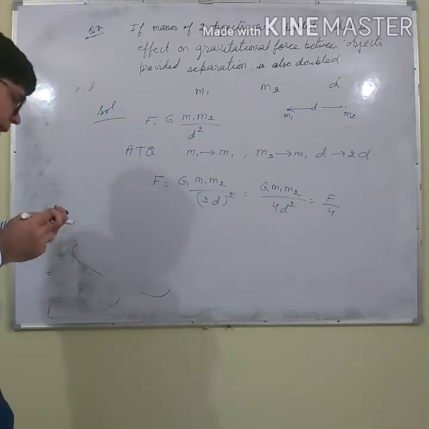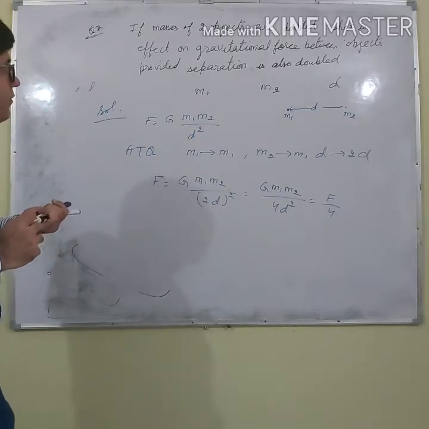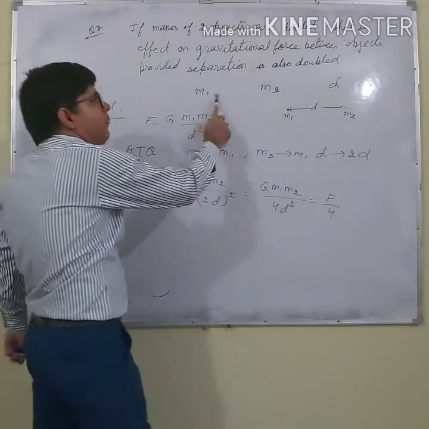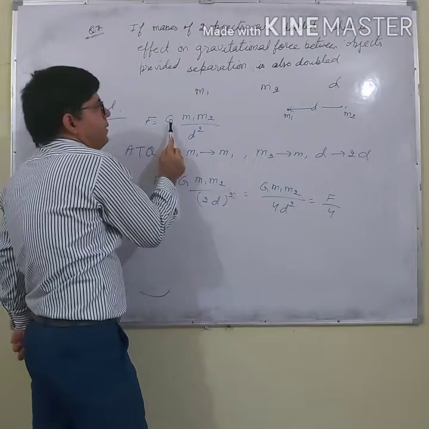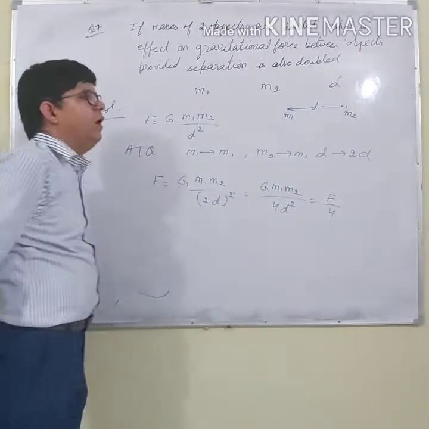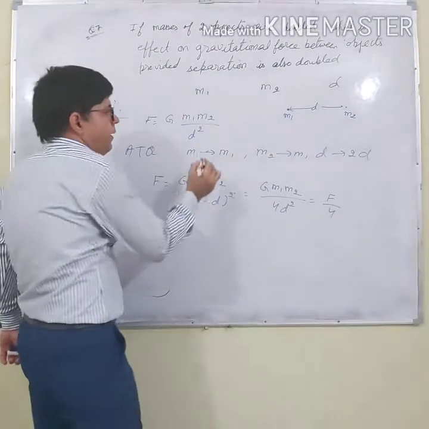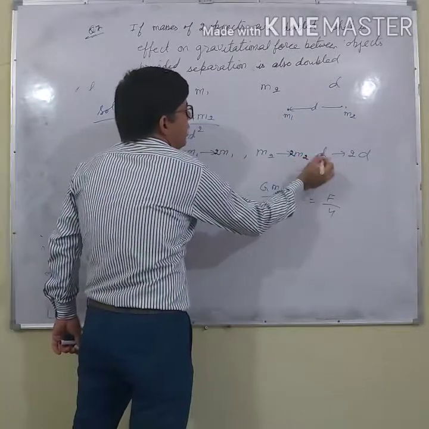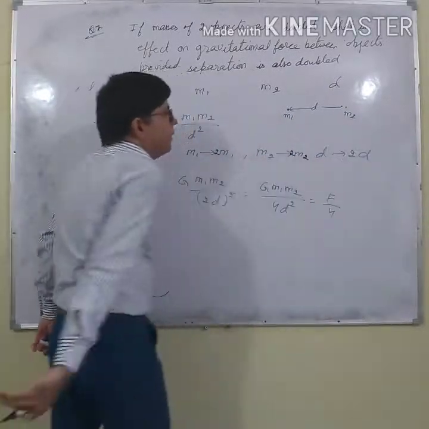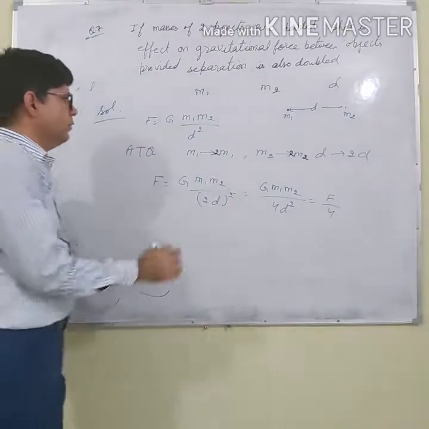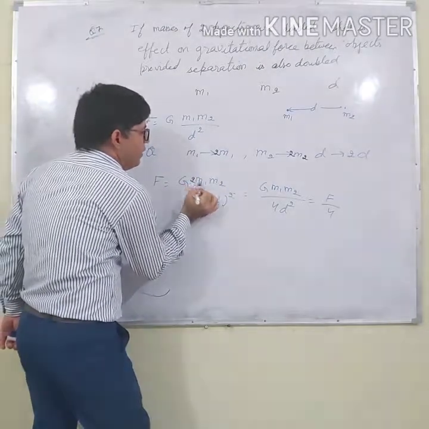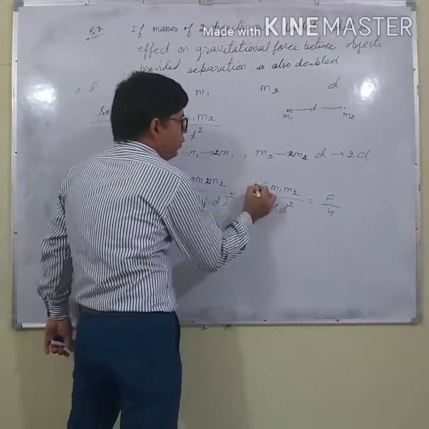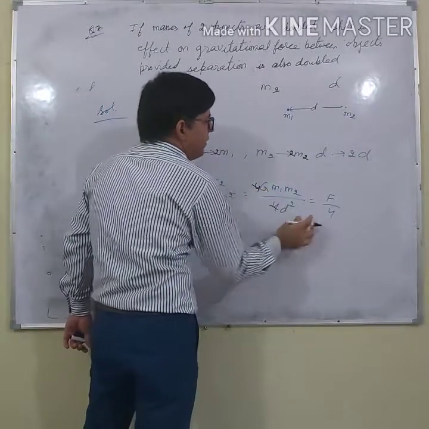F equals capital G m1 m2 by d square. So here let us say masses are m1, m2, and separation d. According to the question, m1 is doubled, m2 is also doubled, and separation is also doubled. So in place of m1 I will write 2m1, in place of m2 I will write 2m2, and d becomes 2d, so 2 2s are 4, and this 4 is cancelled.